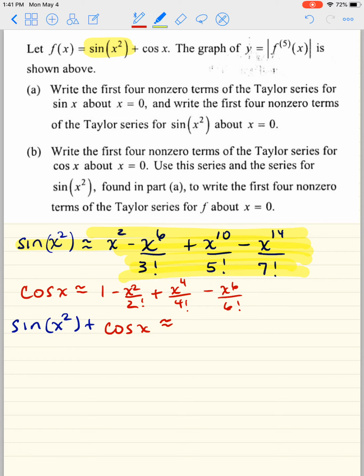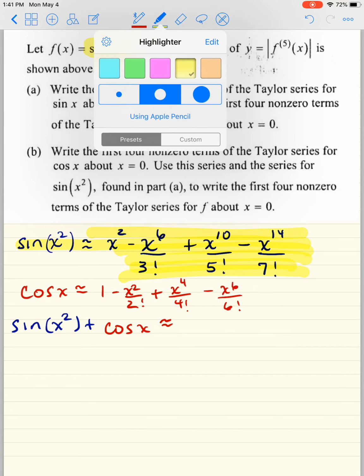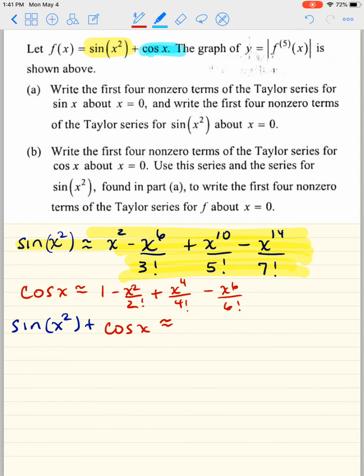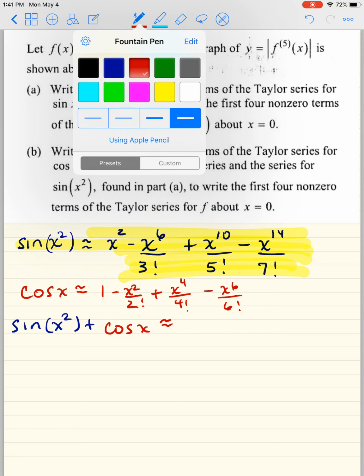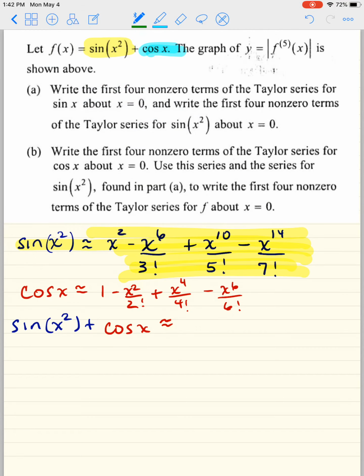So this is what we get for sine of x squared. We are now going to finish it off since we now know what cosine of x is with respect to a polynomial, and we're going to just add it. So I put cosine x in red. I know you guys love how I did that. So when I combine it, we know the only way that we can add polynomials or terms is if they have the same exponent, okay?